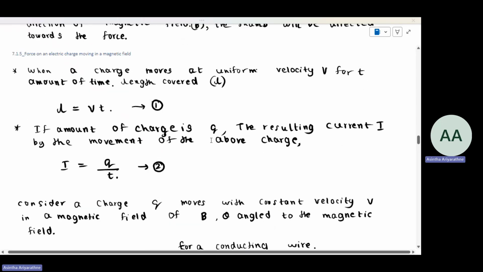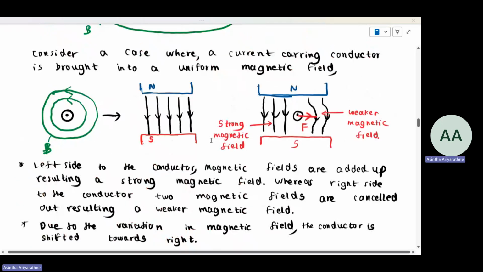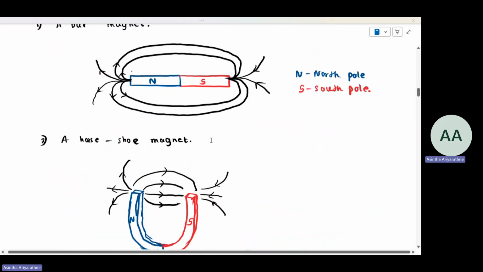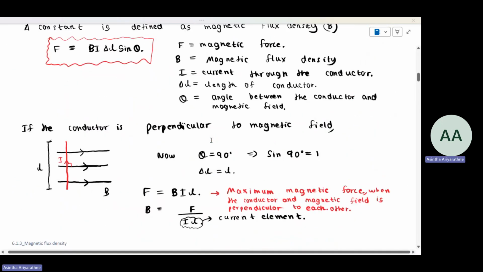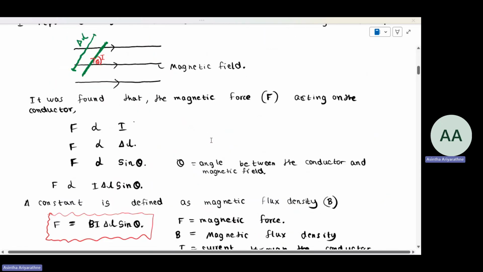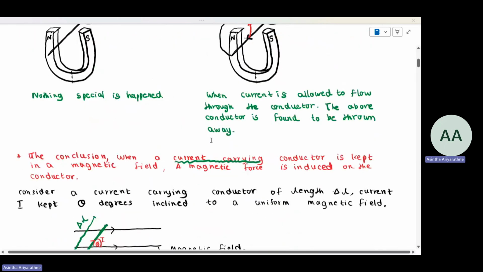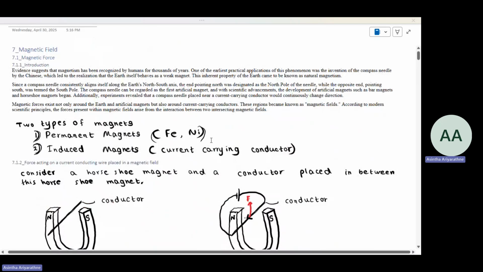So we are currently studying the magnetic field. In the last session, we started the magnetic field. There are basically two types of magnet: permanent and induced magnet.